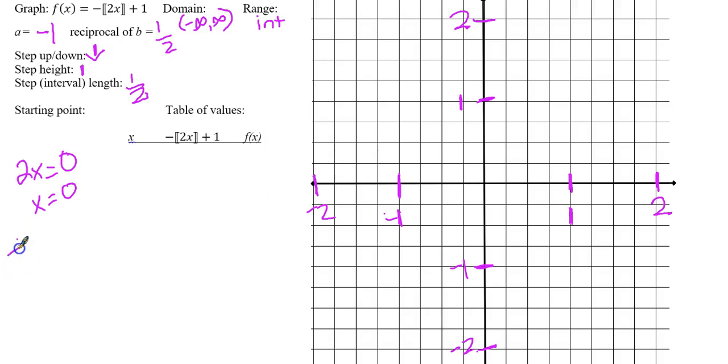So if I plug that in, f of 0 is equal to the opposite of the greatest integer of 2 times 0 plus 1. What am I going to get out of that? That's the greatest integer of 0, which is 0. 0 plus 1 is 1. So I know I'm going to go to 0, 1, and I'm going to start right there. Okay, so that's a starting point. I'm not even going to fill out my table of values. What's my interval length? 1/2 unit. So I'm going to stretch to 1/2 and open it up.